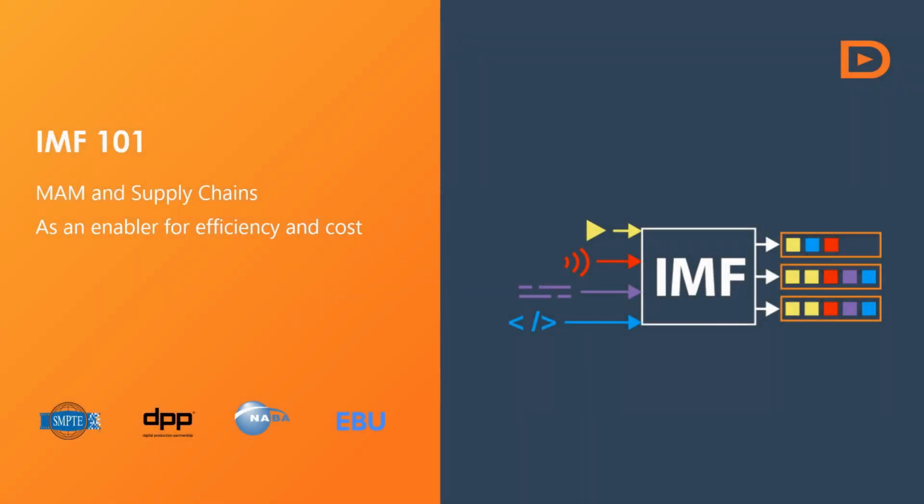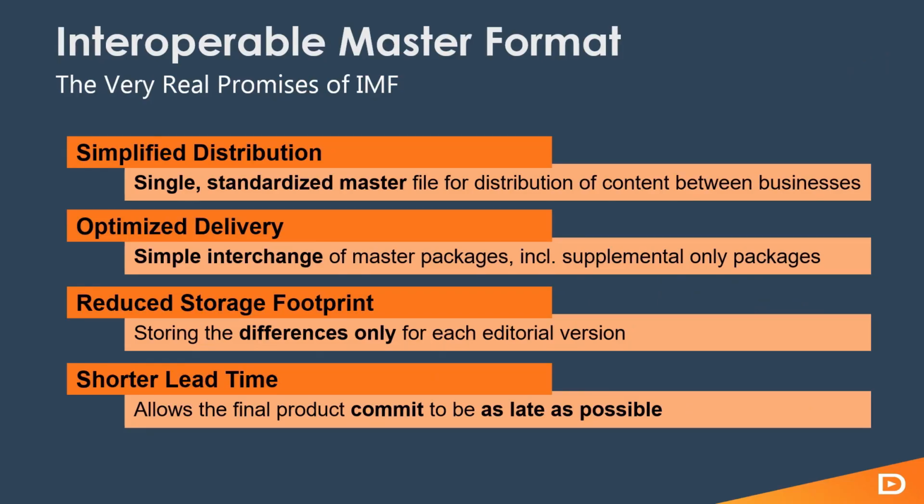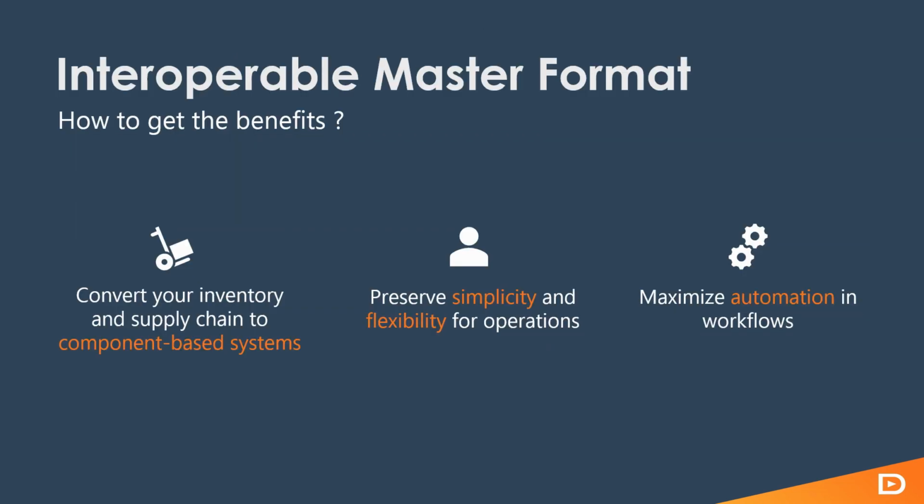Yes, so looking from the angle of the asset management point of view and the supply chains, whether you are using an inventory to manage your IMF assets or a transient supply chain. And you want to make sure that you get the very real promises of IMF, which means to leverage a standardized master file format, being able to optimize the delivery because you only exchange the differences, being able to reduce the storage footprint because you don't duplicate the same content, and being able to submit content at the last time in your chain. So there are two challenges or two targets.